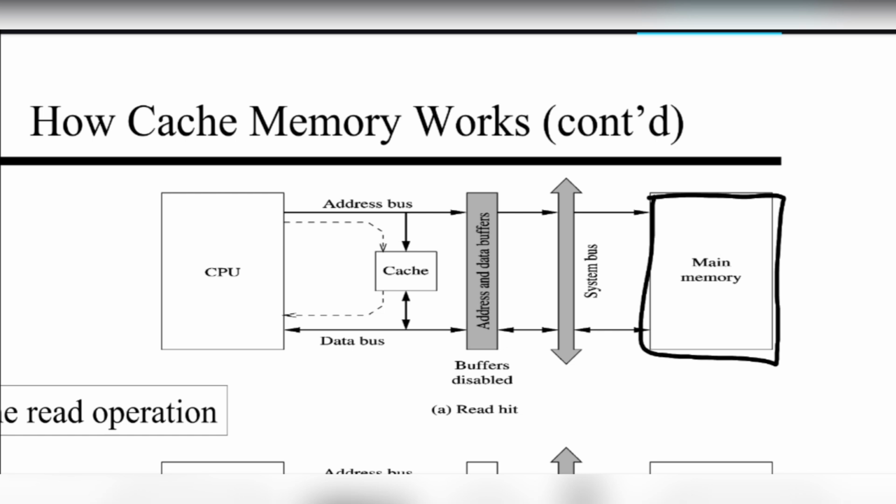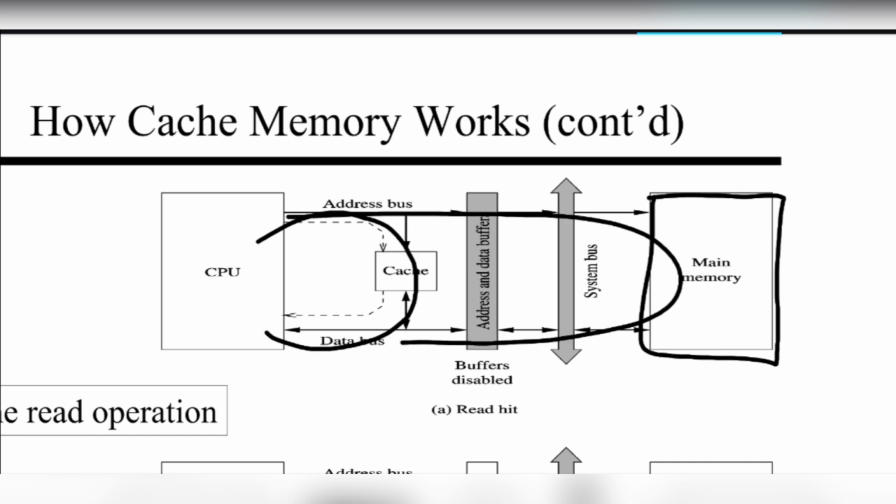Our CPU will communicate with the cache. If it finds the data in the cache, then it doesn't go towards the main memory. If it doesn't find the data, it will go towards the main memory.